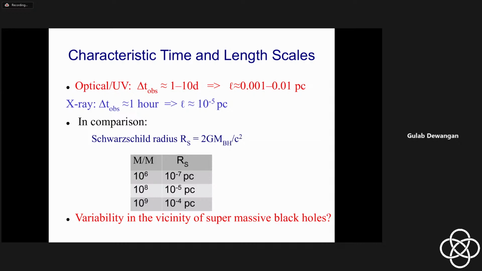And if you compare this size scale with the Schwarzschild radius for different masses, so you consider a million solar mass, the Schwarzschild radius is 10 to the power minus 7 parsec. For 10 to the power 8 solar mass and 10 to the power 9 solar mass, you reach this X-ray variability size scale of 10 to the power minus 5 parsec or so. So it already suggests that unless the variability occurs in the vicinity of the supermassive black hole, we will not observe such rapid variability in the X-ray band.